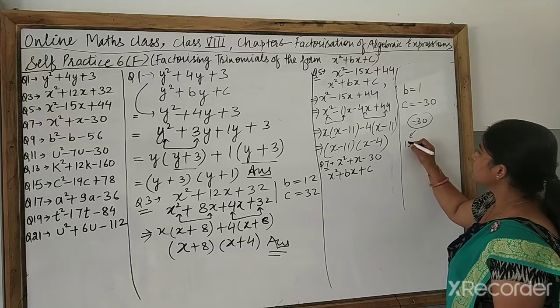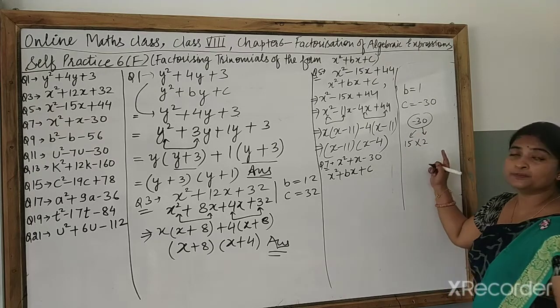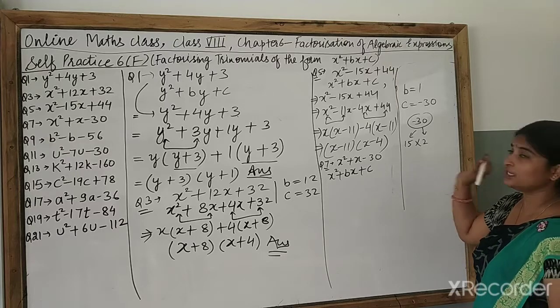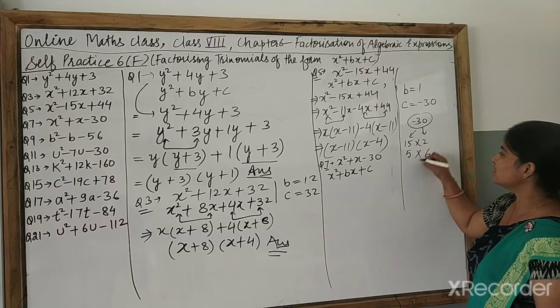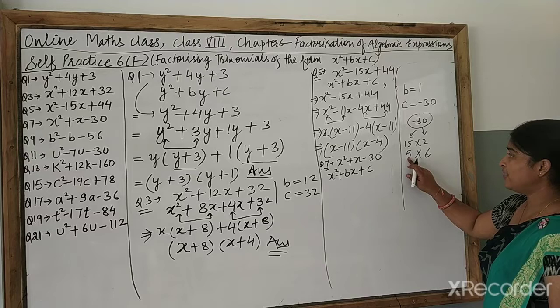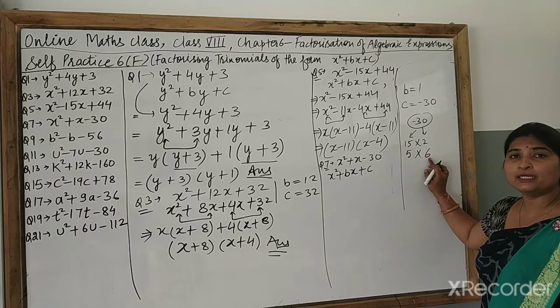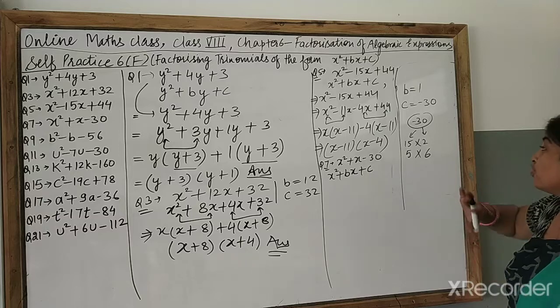Okay, 15 into 2. What are you getting? 30. 15 plus 2, 17. 15 minus 2, 13. Cannot be possible. Okay, 5 into 6. 5 into 6 is 30. 5 plus 6, what are you getting? 11. And 5 minus 6? Yes, you are getting minus 1, or 1 you can say.